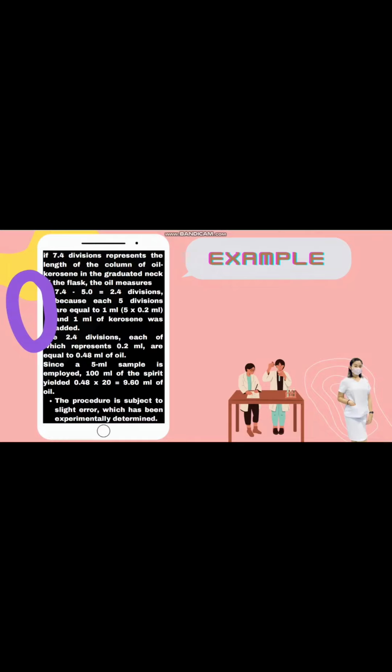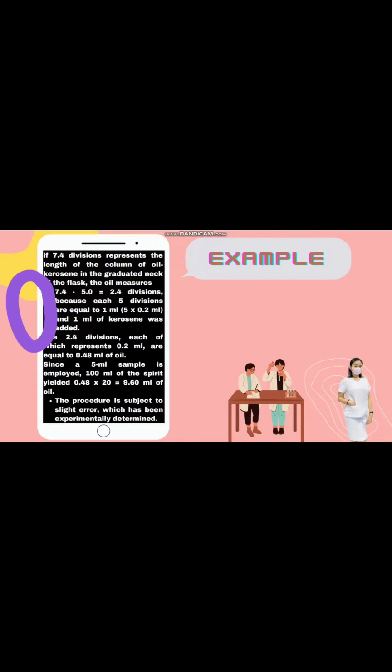So for example, if 7.4 divisions represents the length of the column of oil kerosene in the graduated neck of the flask, the oil measures 7.4 minus 5.0 is equal to 2.4 divisions because each 5 divisions are equal to 1 ml, 5 times 0.2 ml, and 1 ml of kerosene was added. The 2.4 divisions, each of which represent 0.2 ml, are equal to 0.48 ml of oil.